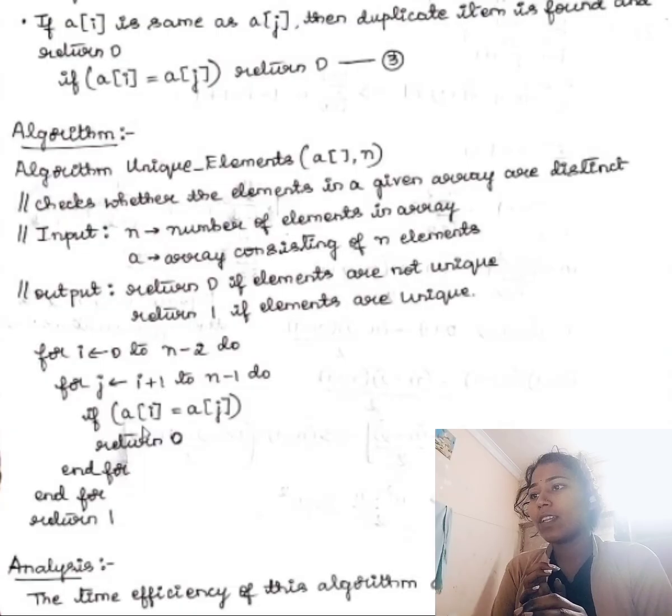Here is the end for this, closing the for loop. This one closes the inner for loop, and this end closes the outer loop.